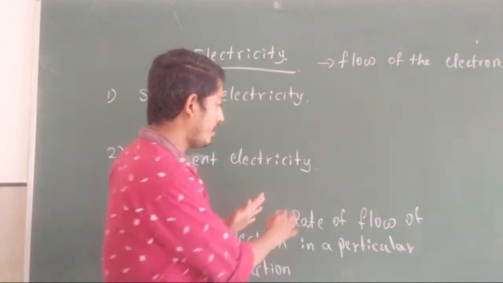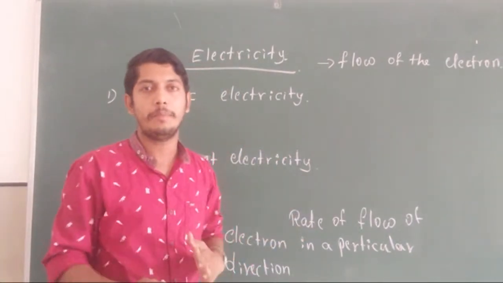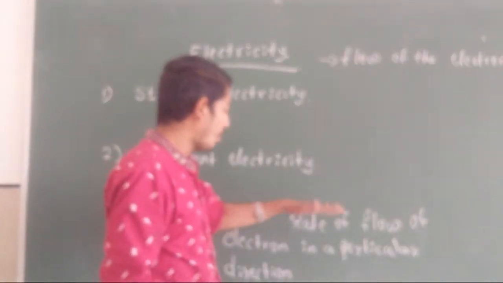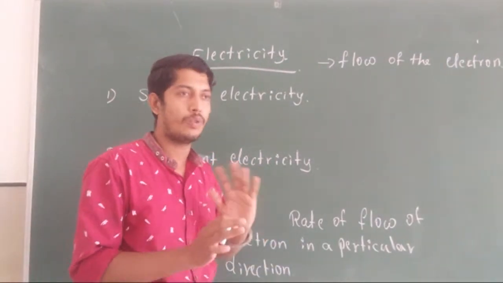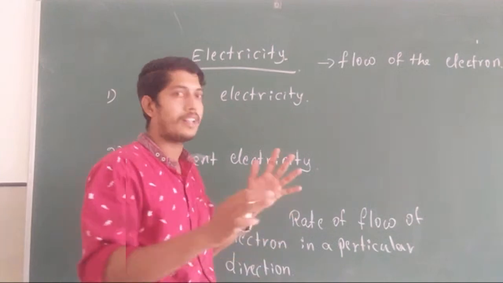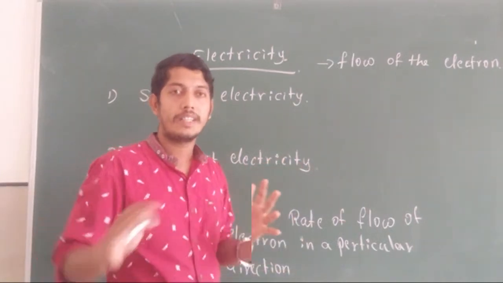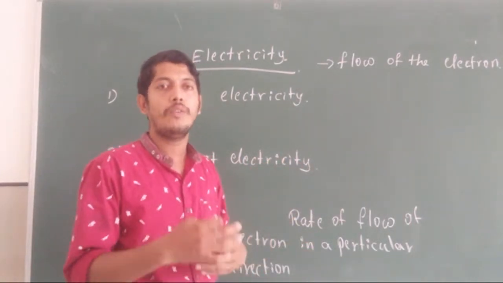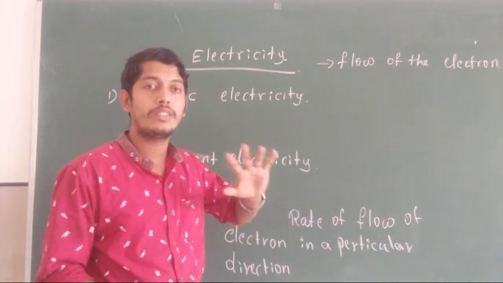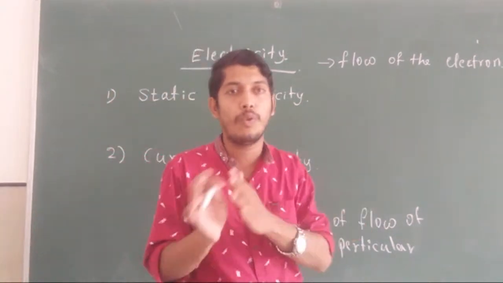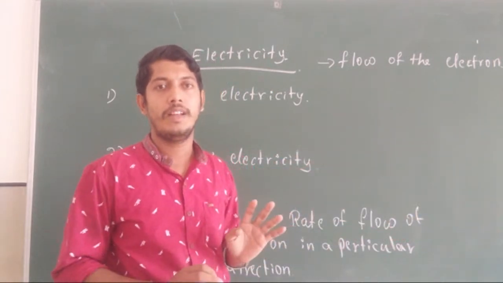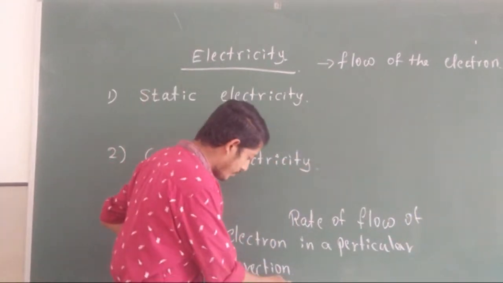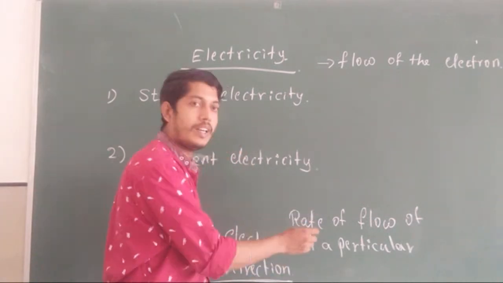So rate means here for a particular time. Flow of electrons: how many electrons are flowing in a particular time. If you consider unit time, or for example 10 seconds or 30 seconds, then we have to find out how many electrons are flowing from one point to another point in that particular time. And here, this one is very important, in a particular direction.